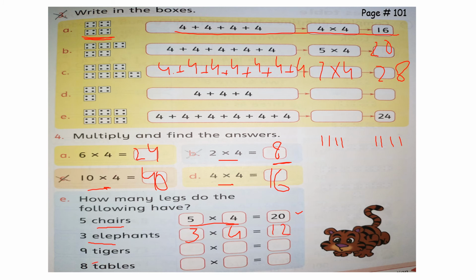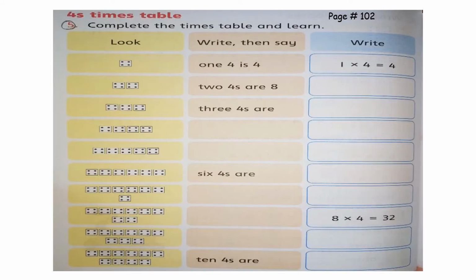So 3 fours are 12. 9 tigers. So you will multiply 9 by 4. 9 fours are 36. 8 tables. One table has 4 legs. So 8 multiplied by 4 is 32. Now you have to write the table of 4 here. Okay, here the first one is already done. 1 four is 4. 2 fours are, so let's write, 2 fours are 8.